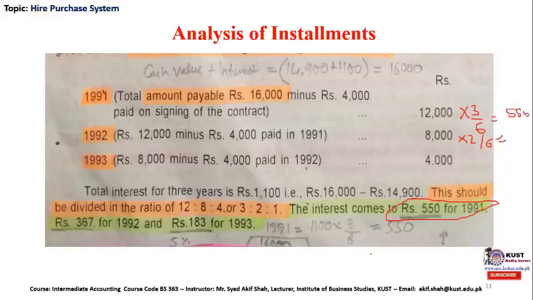Similarly, for year 2 it will be 367, and for the final year you can simply calculate it by 1 divided by 6. After dividing this you come up with 186.